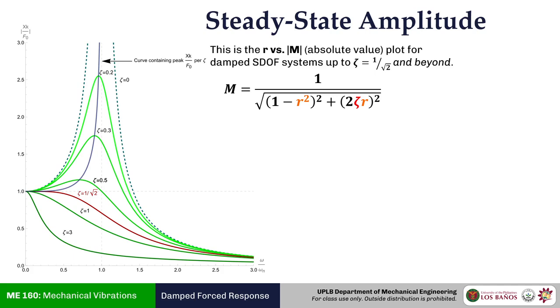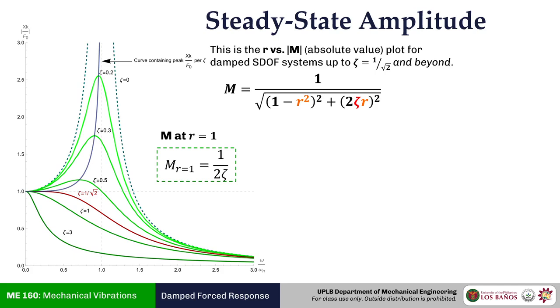Pero before that, let's examine kung ano yung magnification natin at resonance, R equals 1. So, hindi na siya infinity. When you have damping, it's essentially 1 over 2 zeta. Galing lang to sa general equation natin. You can derive this easily. So, at resonance, your magnification is now 1 over 2 zeta. Pero ito ba yung peak? Of course, as we can see, hindi siya yung peak for every case.